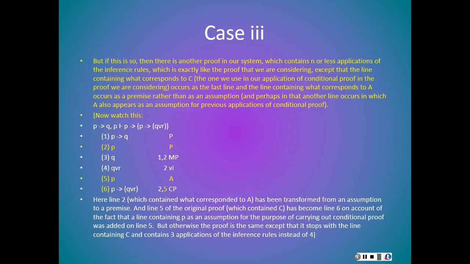So this is another proof in our system that's like the previous proof, except that it contains n or less applications of the inference rules, and it stops with a line that contains what corresponds to C, and in this case it also has an additional line containing an assumption for the purposes of carrying out one of the conditional proof steps. Otherwise, though, this proof is the same as the previous proof, and we can always find a proof like this in a case in which the last line was derived by way of conditional proof.